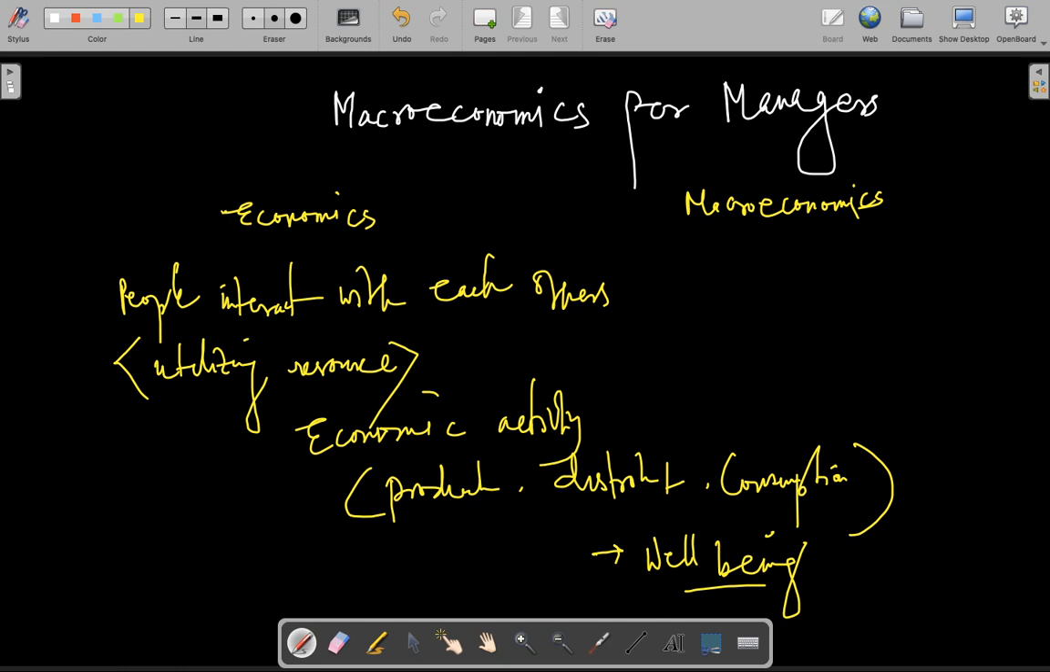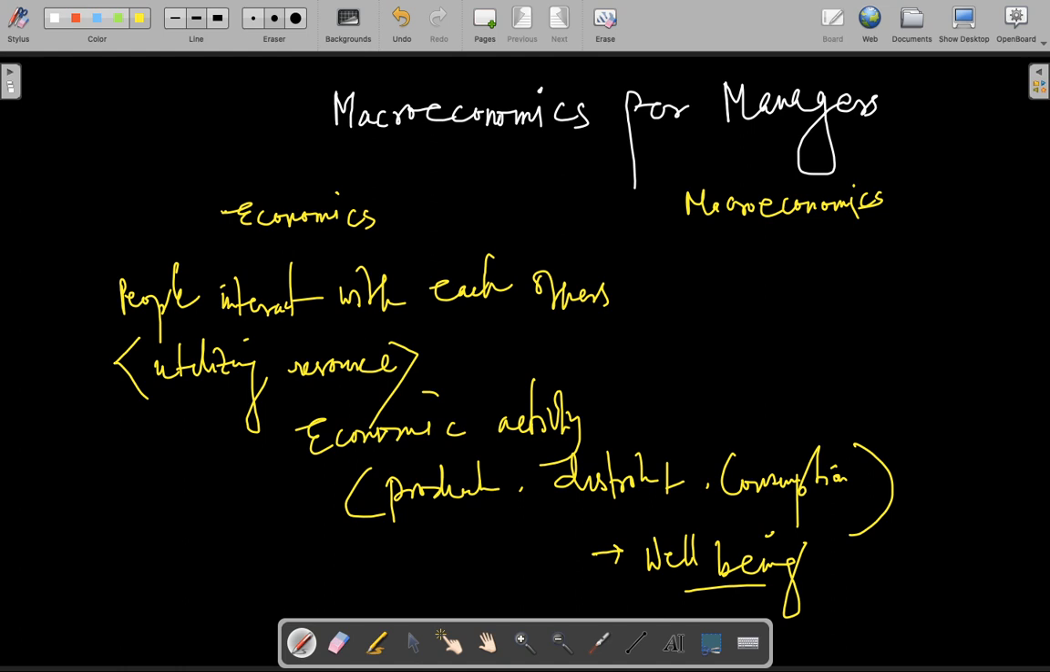And economics is basically the study of the principles which underlie all these economic activities, and we try to see in different situations how these principles work and how really we achieve a certain outcome, a certain desired goal. That's what we basically study in economics.